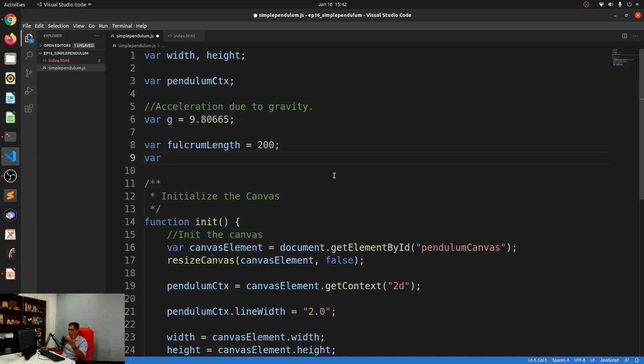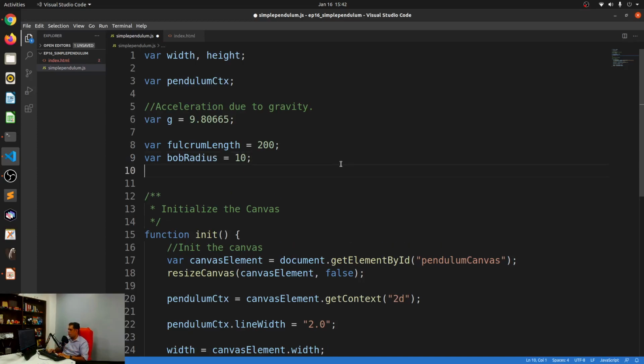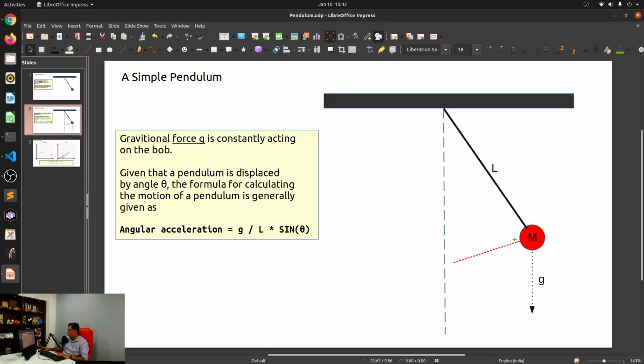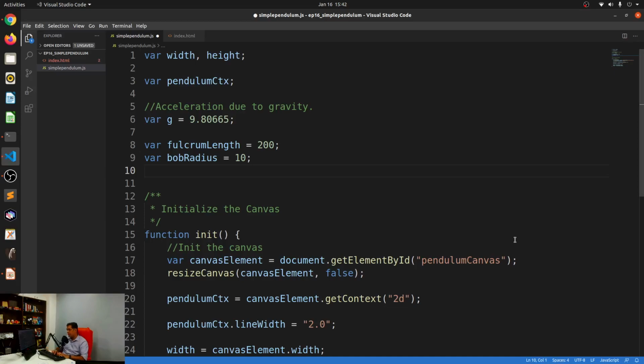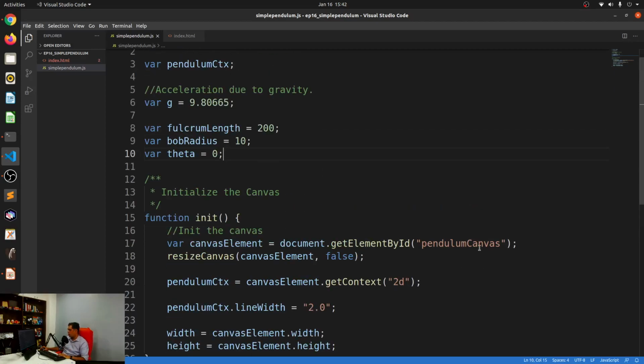Where was I? All right, so we need basically a radius for this bob. So I'm just going to say bob radius is equal to, how much shall I give it? We'll start with 10 and then we'll see how it goes. All right, so we have the bob radius. So basically just to draw the bob, and I also need an angle, right? So I'm just going to call this angle theta. Let's start the angle theta at 0. Is that all of the things that I require to do this?